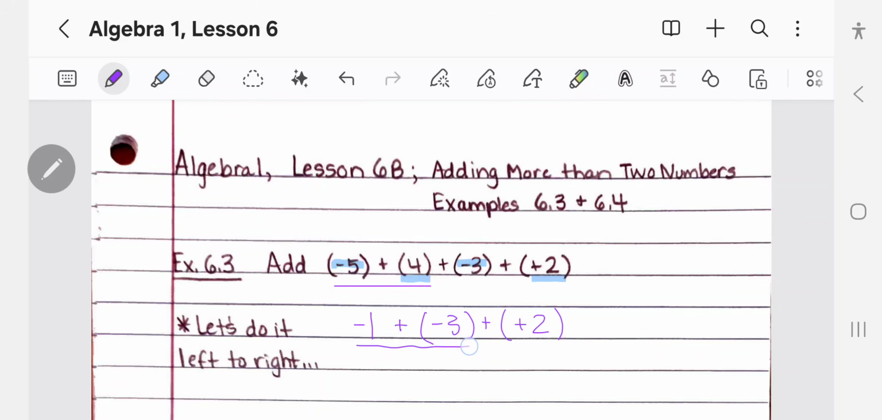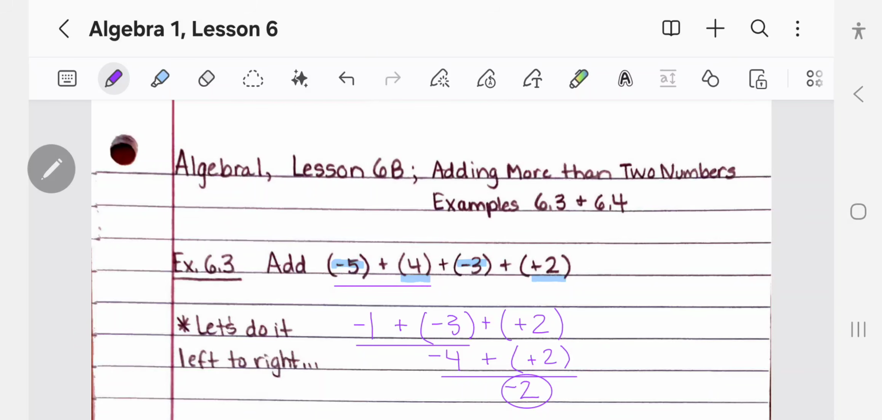A negative 1 plus a negative 3. Both of them are the same sign, so we're going to add their absolute values and get 4 and keep the same sign. Let's bring down the rest of the problem. We're adding two numbers that have different signs, so we're going to subtract their absolute values. 4 minus 2 is 2. And take the sign of the largest absolute value, which is a negative. The total sum would be negative 2.